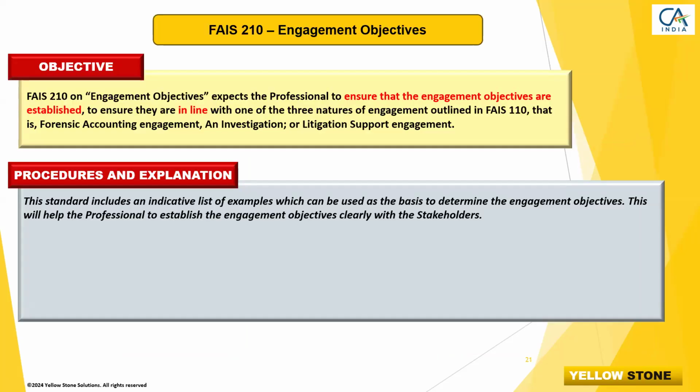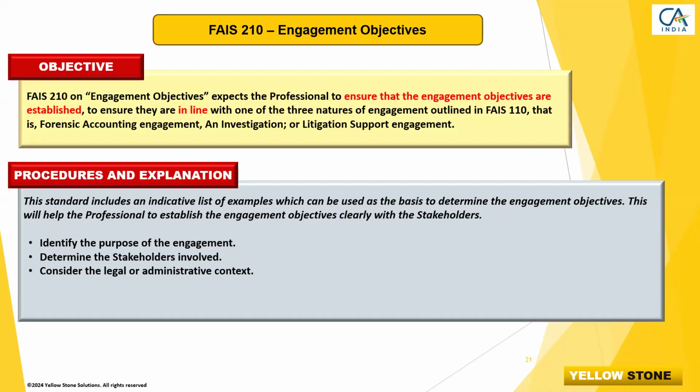So let's move to 210, engagement objectives. This is a bit in line with 110, the first standard, where we talked about accounting, forensic accounting, investigation, litigation support. They are saying that basis what you have identified, now make your engagement letter and everything pertinent to that, and communicate to your stakeholders that this is the assignment you are commencing, it's an investigation assignment, etc. This is the broad level crux of the standard, followed by an indicative list of examples to determine the engagement objectives. Again, read this with 110. Identify the purpose of the engagement, stakeholders involved, context, goals and outcomes, and communicate the purpose of the engagement.